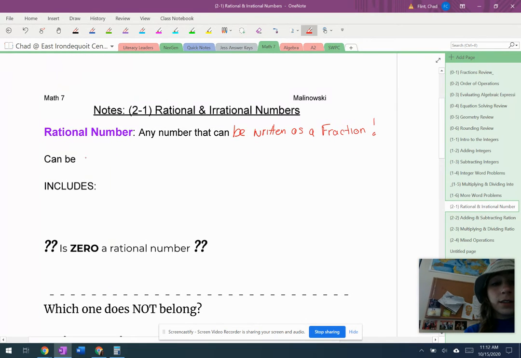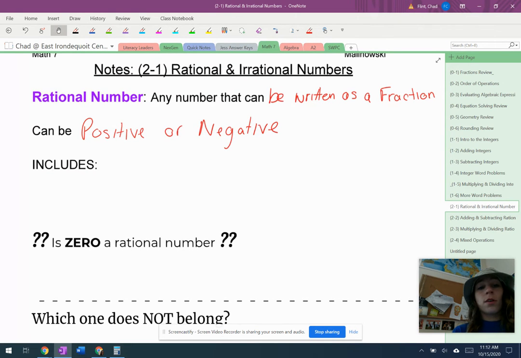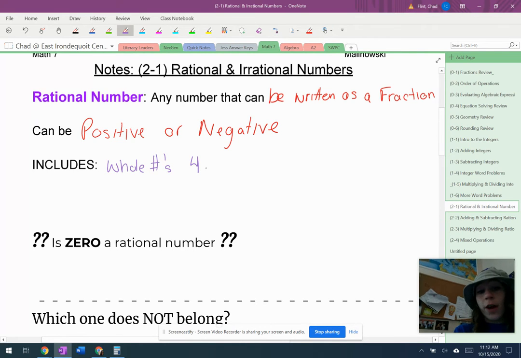It can be positive or negative. And examples of what rational numbers could be, it includes things like whole numbers. All right, if I have something like 4, it can be turned into a fraction by putting it over 1. It includes regular fractions. You know, your typical like 1/4.